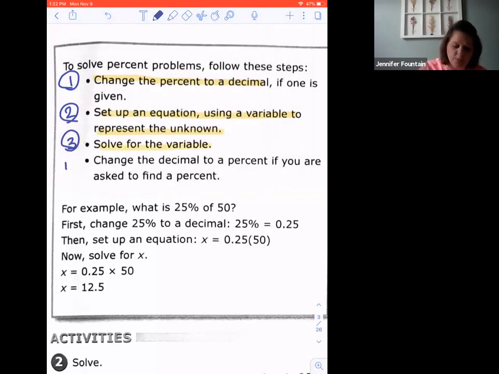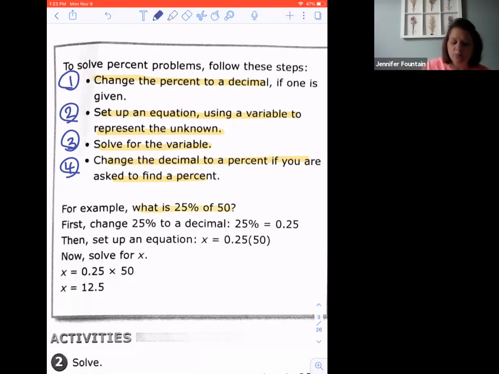And step 4 is going to be to change the decimal to a percent if you're asked to find a percent. Okay, so we've got to look and see if I have a percent to begin with, I've got to change it to a decimal. Then I set up an equation and I use a variable. Usually the most common is going to be the variable x. So I can plug in the variable x for whatever I don't know. Then after I've solved, if I'm trying to solve for a percent, I need to convert my answer, my decimal answer, to a percent. So the example they gave us is, what is 25% of 50?